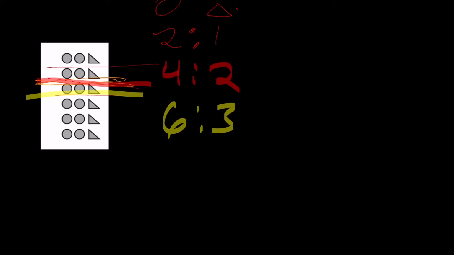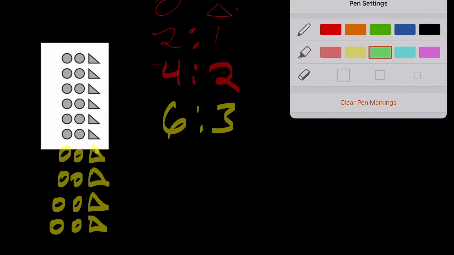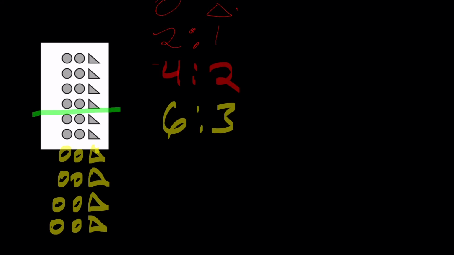Well, if I kept going with this pattern, and I added some more circles and triangles, I can keep going. So I'm just going to erase some of these so that I can show. If I wanted to know what the next ratio is, if I had 4 triangles, that would be 8, right? So every 8, that would be a new part of the ratio. And I can keep going and going and going.